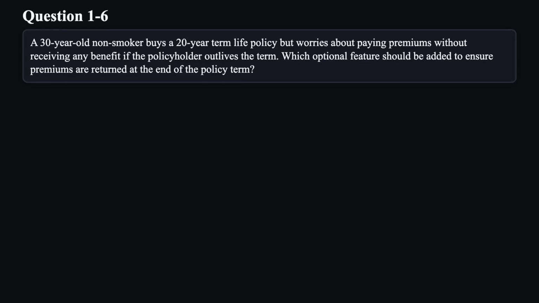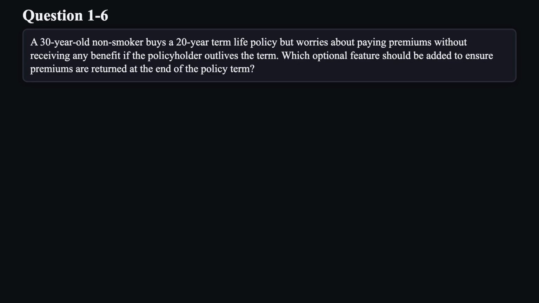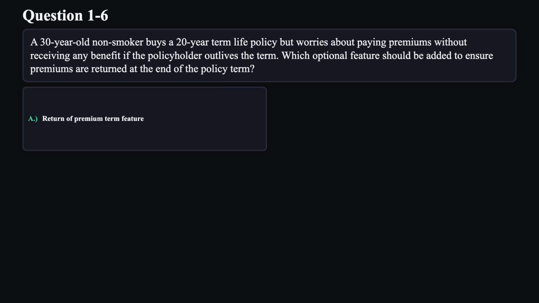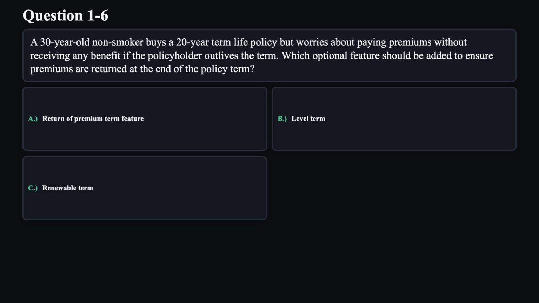Question 6. A 30-year-old non-smoker buys a 20-year term life policy, but worries about paying premiums without receiving any benefit if the policyholder outlives the term. Which optional feature should be added to ensure premiums are returned at the end of the policy term? A. Return of premium term feature. B. Level term. C. Renewable term. D. Convertible term.